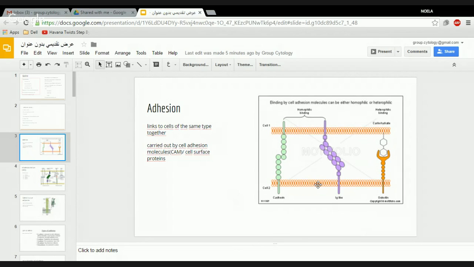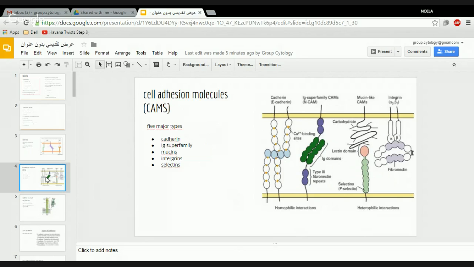Adhesion between like cells is known as homophilic adhesion, while adhesion between different types of cells is known as heterophilic adhesion. CAMs. There are five main classes of CAMs: cadherins, immunoglobulin superfamily, selectin, mucins, and integrins. Adhesion using cadherins and selectins both require calcium ions, whereas the others do not. In this presentation, we're only going to focus on cadherin and integrins.